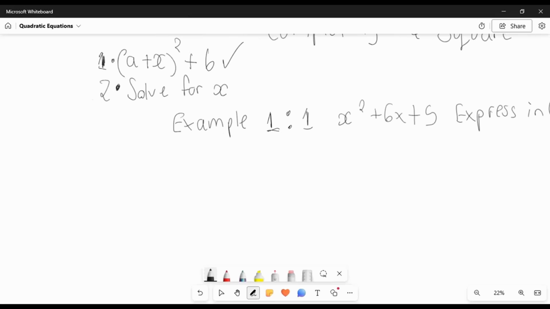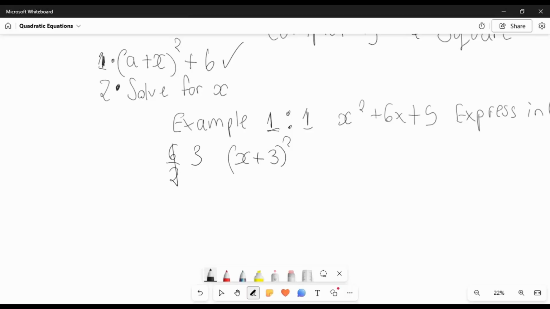This is how our solution is going to go. We take the middle coefficient and divide it by 2. In this case, 6 divided by 2 is 3. Now this is how to write it: x plus 3 whole square.